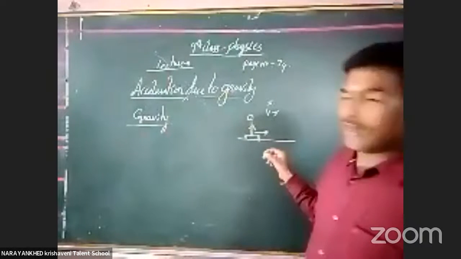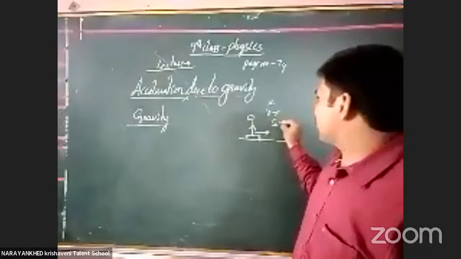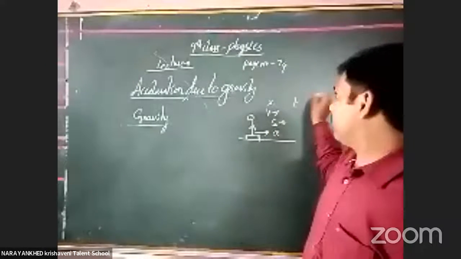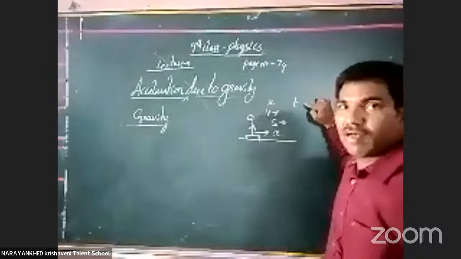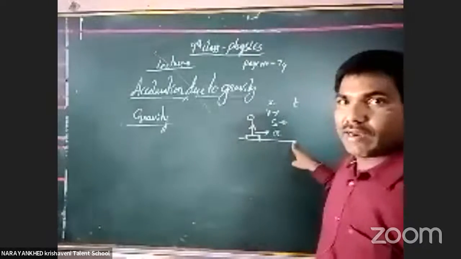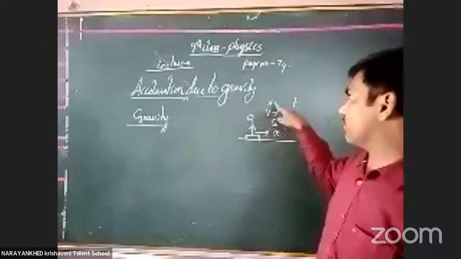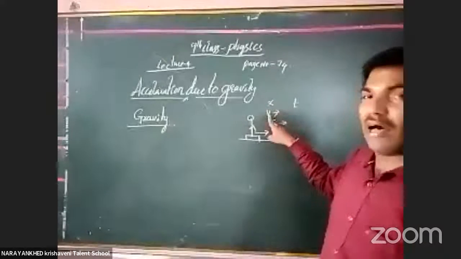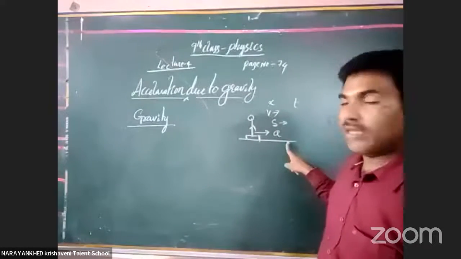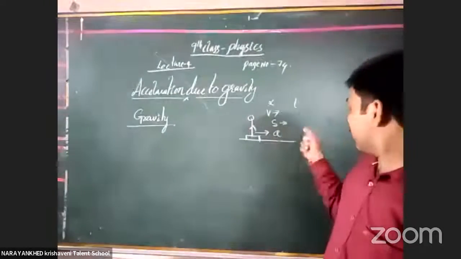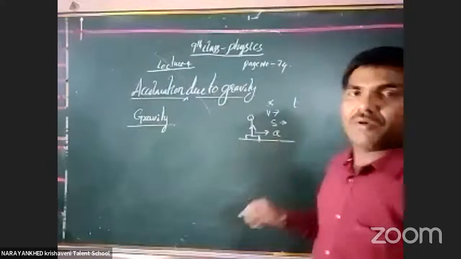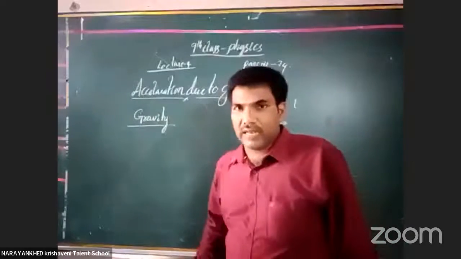The traveling distance is taken as s, acceleration as a, and time as t. These are the variables for one-dimensional, linear motion. This is the position, this is the velocity, this is the displacement or distance traveled by the body, a is the acceleration, and t is the total time taken. These are what we regularly considered in the last classes.